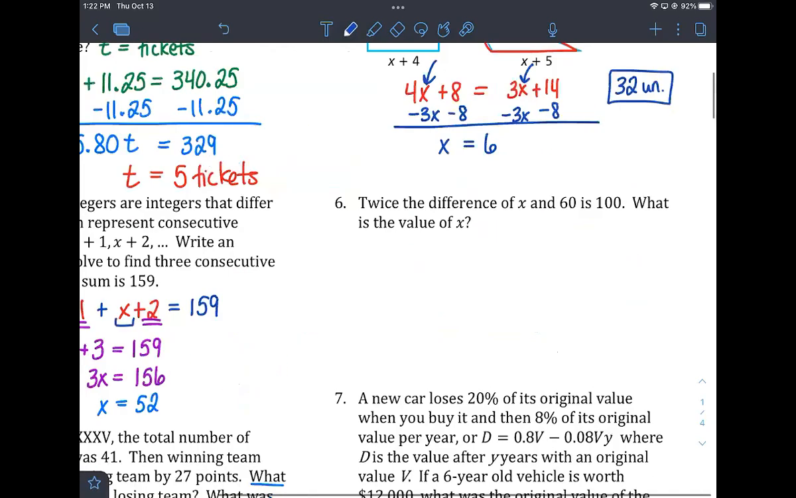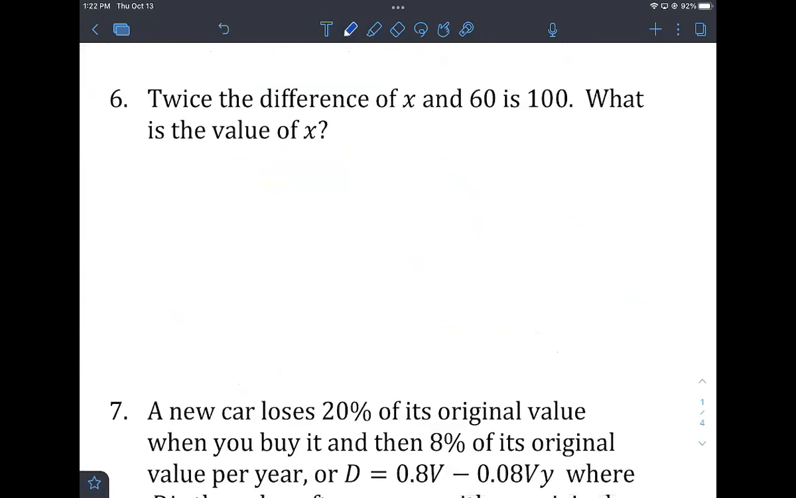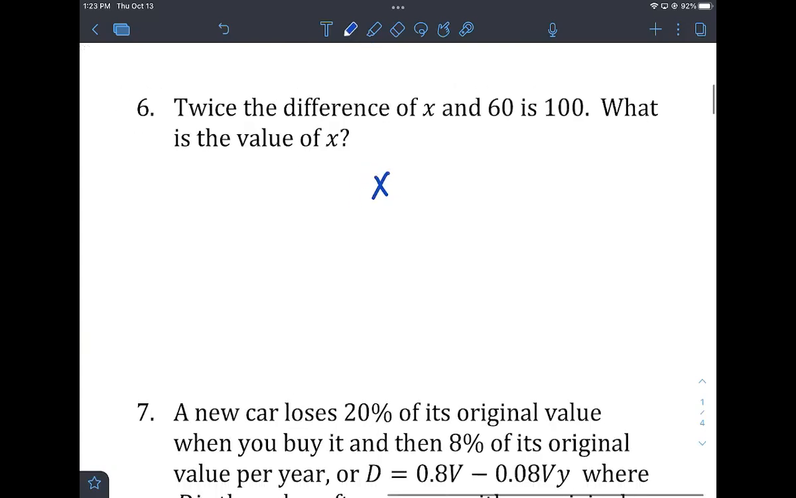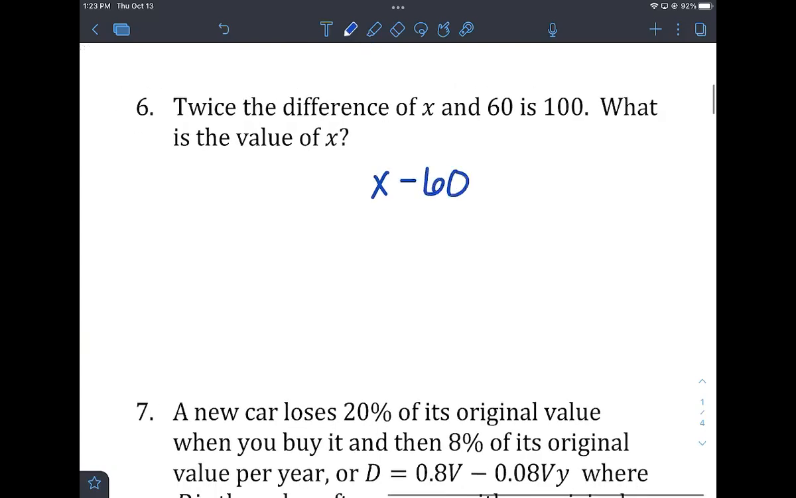It's 41.6. Number 6, twice the difference of x and 60 is 100. What is the value of x? What does it mean to take twice a number? 2. Okay. But what are you taking twice of? The difference of x minus 60. It didn't say twice the number x and then the difference of it and 60. It said twice the difference. So I'm taking the difference of x and 60, which means to subtract, and then taking twice that, which means that whole thing.